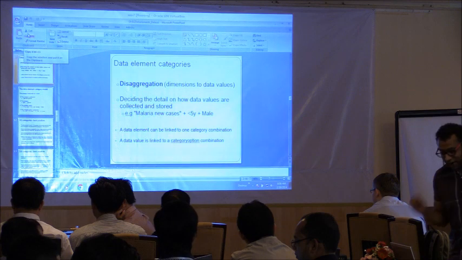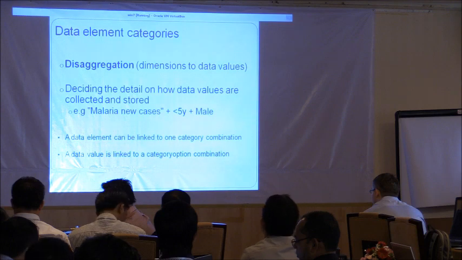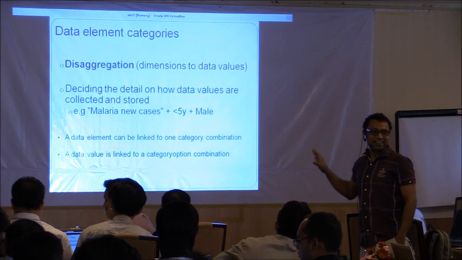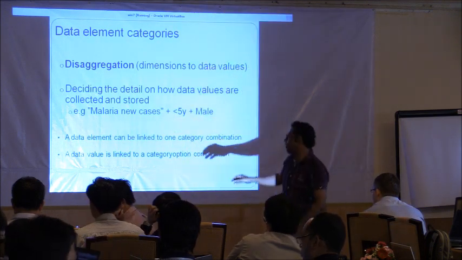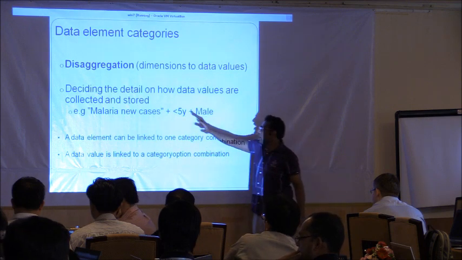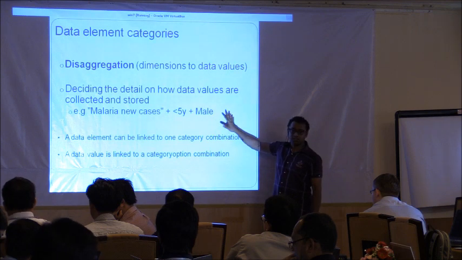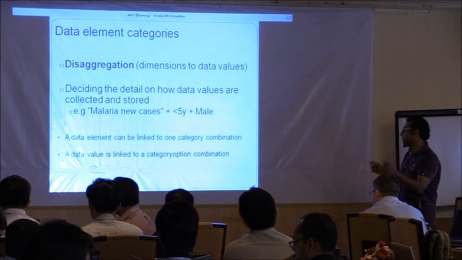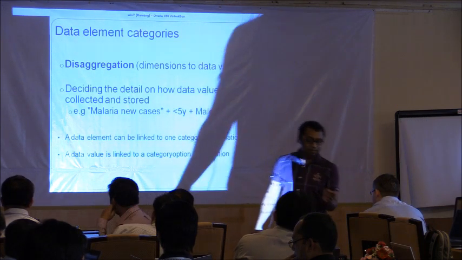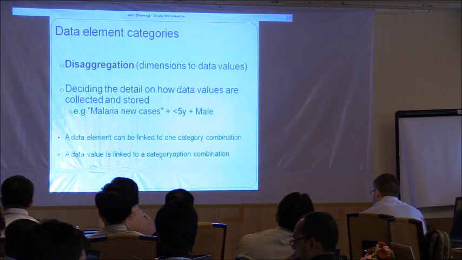Please pay attention. This is very, very important, and most of the DHS database is messed up because of this. The concept is disaggregation. That means if you have malaria new cases, and you have under 5 and male, age and gender are disaggregations of this particular data item. One data element can be linked to one category combination. I'll tell you what a category combination is.